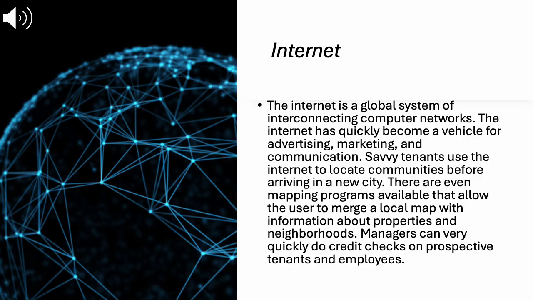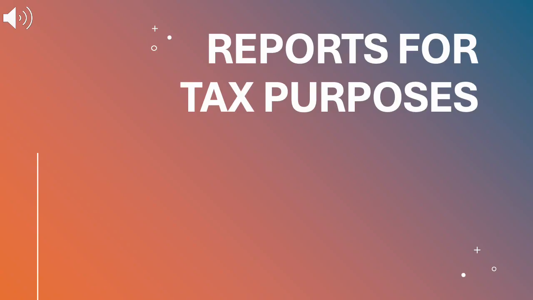Internet. The Internet is a global system of interconnecting computer networks. The Internet has quickly become a vehicle for advertising, marketing, and communication. Savvy tenants use the Internet to locate communities before arriving in a new city. There are even mapping programs available that allow the user to merge a local map with information about properties and neighborhoods. Managers can very quickly do credit checks on prospective tenants and employees. Reports for tax purposes.